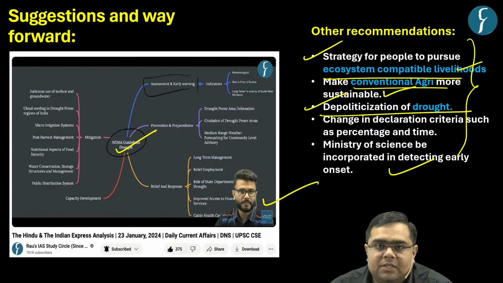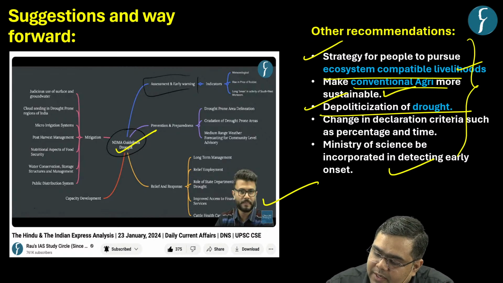So situations like drought are very sensitive, and these are not always in the hands of humankind. So these kinds of situations should not be seen from a political angle, and there should be depoliticization of droughts, right?